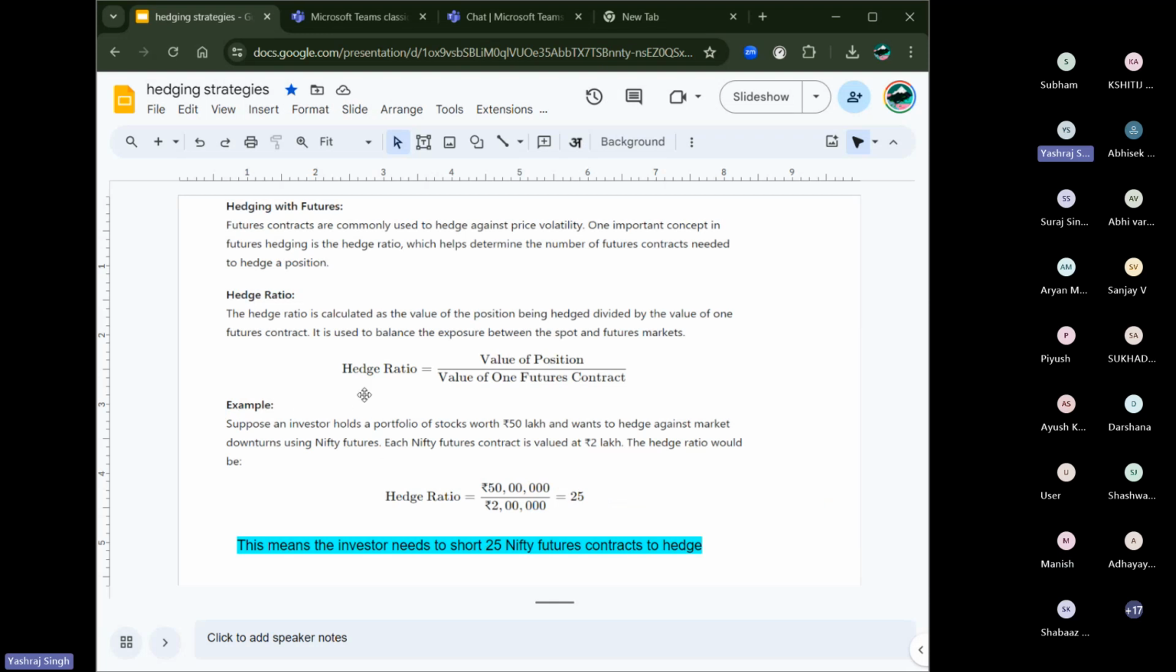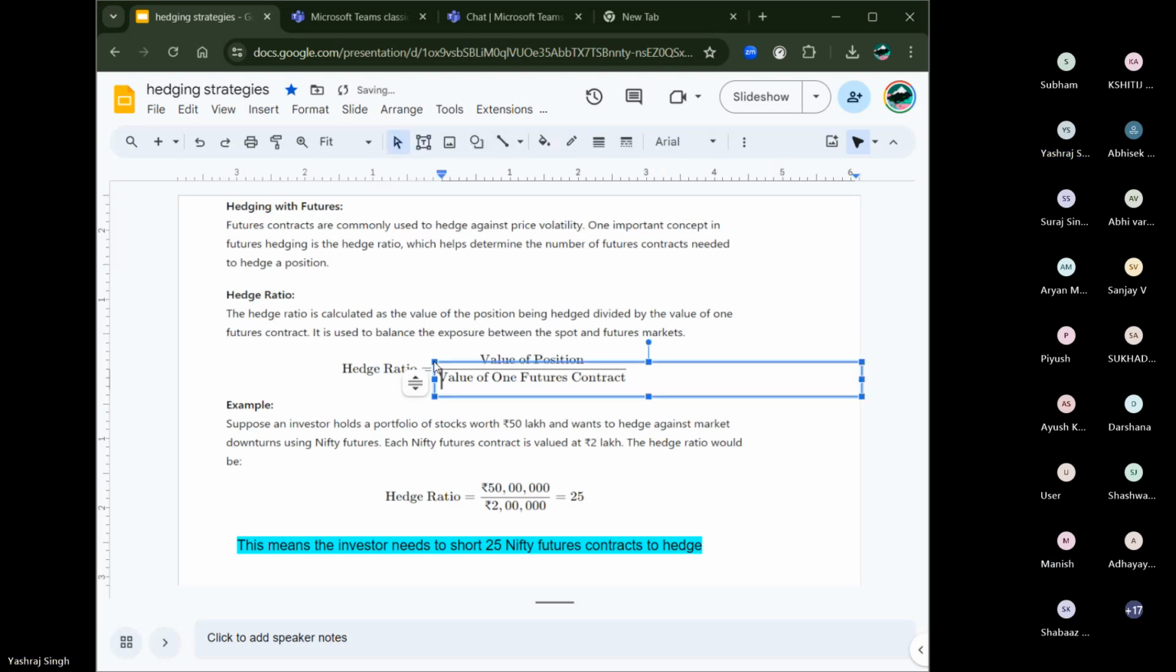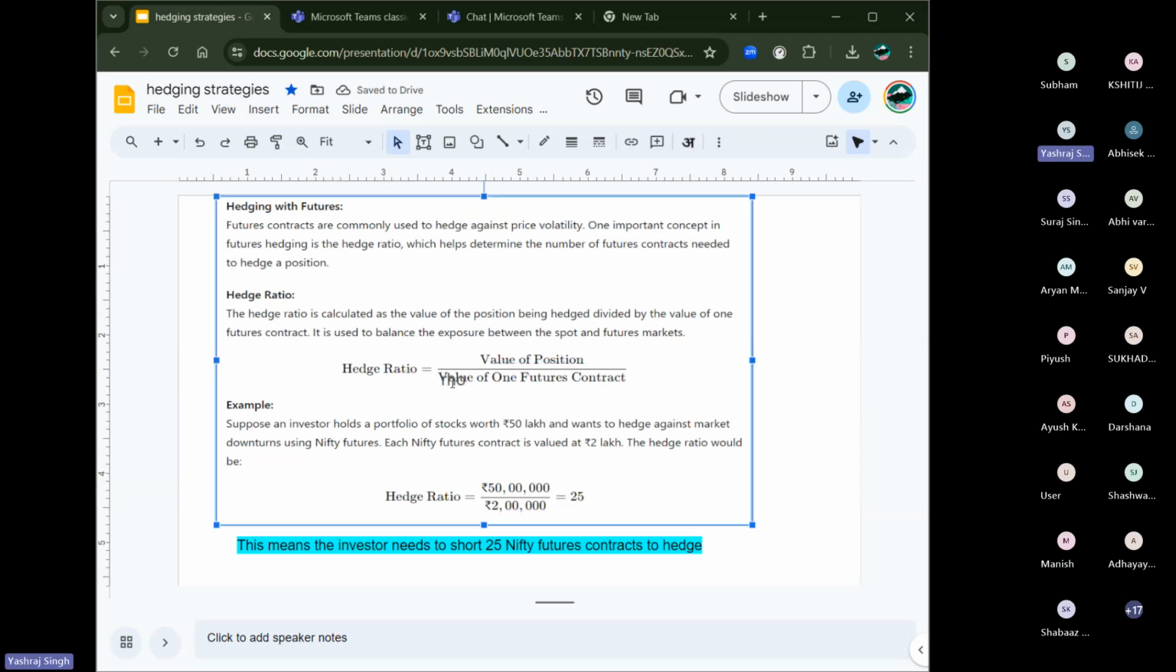Here I want you all to understand this with a really open mind, because I want your attention here. If you understand the hedge ratio, you'll be able to understand the delta really well, though it's not that difficult. Basically, the hedge ratio is this: if you have a portfolio of 50 lakhs, and the value of one futures contract is 2 lakhs, right? One more thing you need to understand is rho, the correlation coefficient, right?